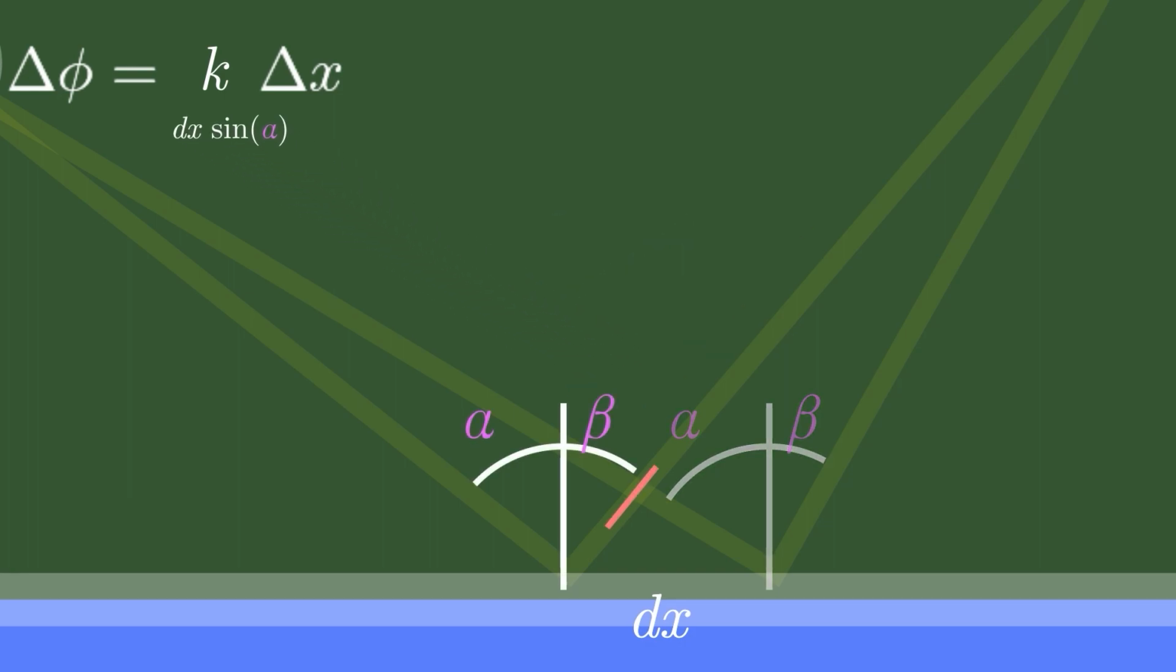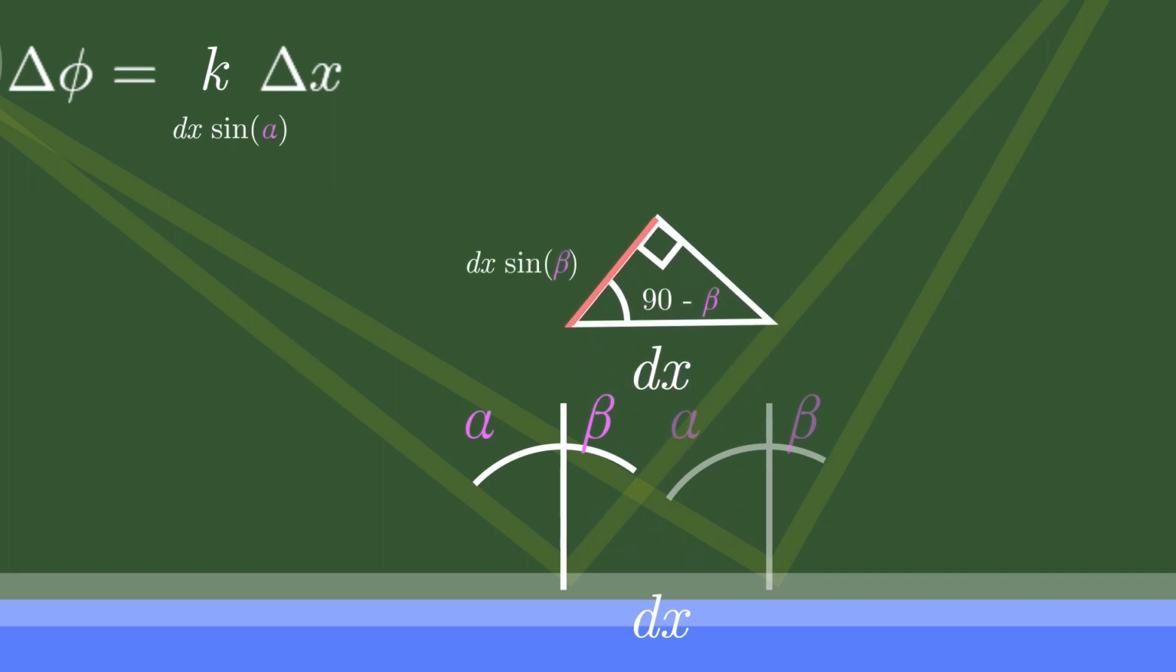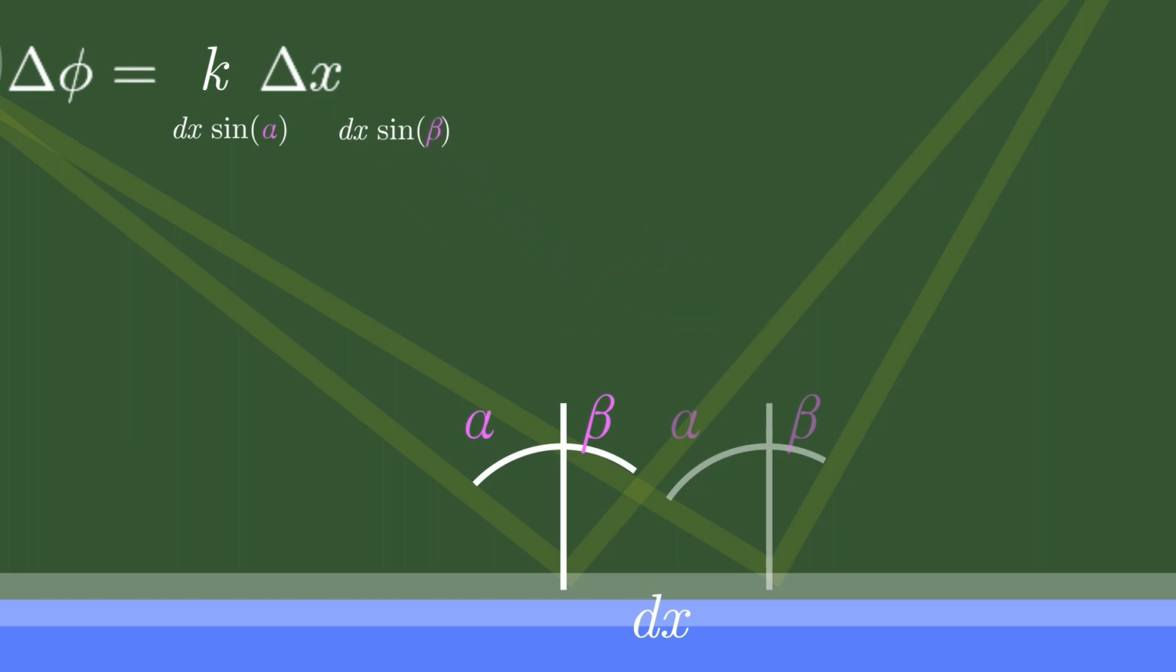We can also see that after the reflection, the first path covers a bit of extra distance. Using the same right triangle logic we used before, we can see that this distance is equal to one of the legs of the right triangle. And using trigonometry, we can calculate it to be dx sine beta. Now, the first path travels less distance, dx sine alpha, but greater distance, dx sine beta. So the phase difference between these two paths is just k times (dx sine alpha minus dx sine beta).